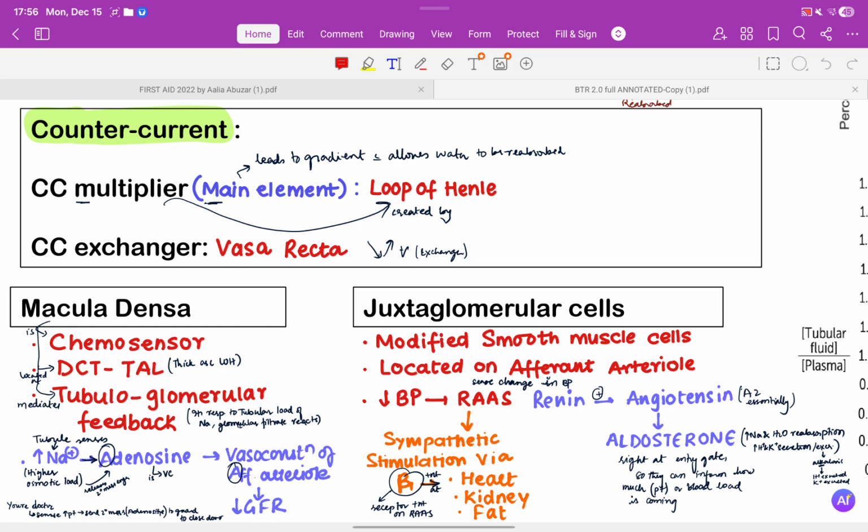So the macula densa is for tubuloglomerular feedback. It basically responds when there is increased sodium, right? When there is increased sodium, there is increased osmolarity, so it will cause vasoconstriction of the afferent arteriole. And juxtaglomerular cells are located on the afferent arteriole, and when there is a decreased BP, it will increase the BP via the RAS system.